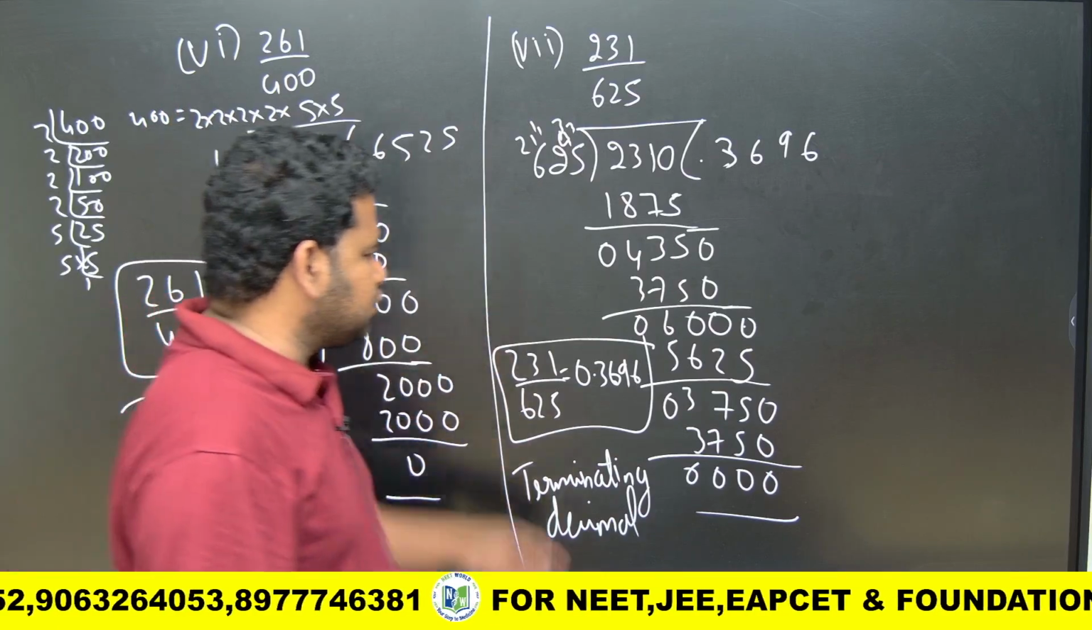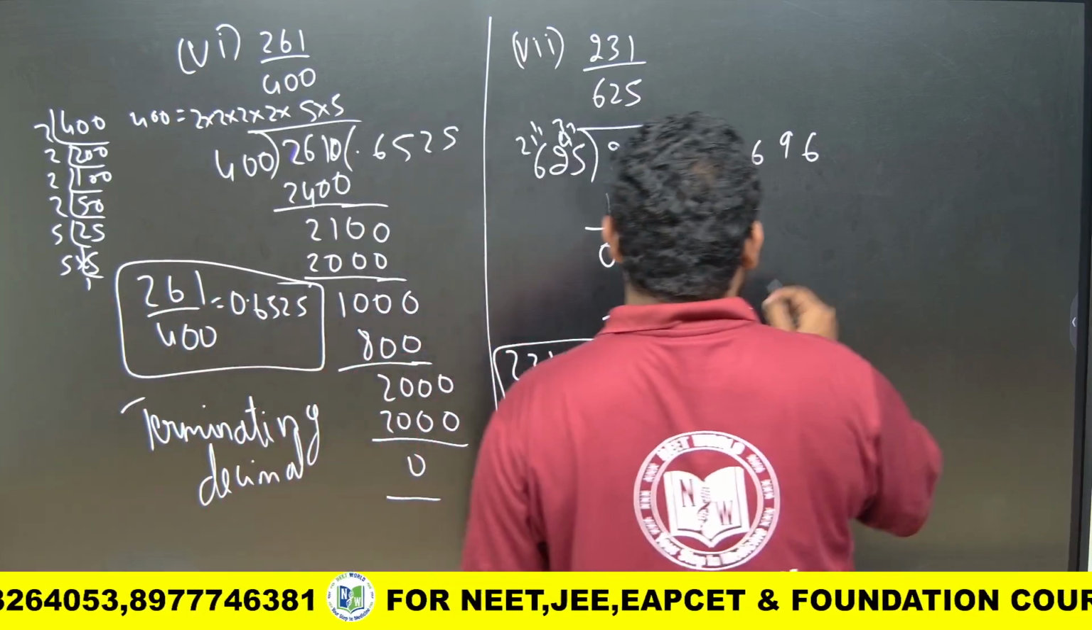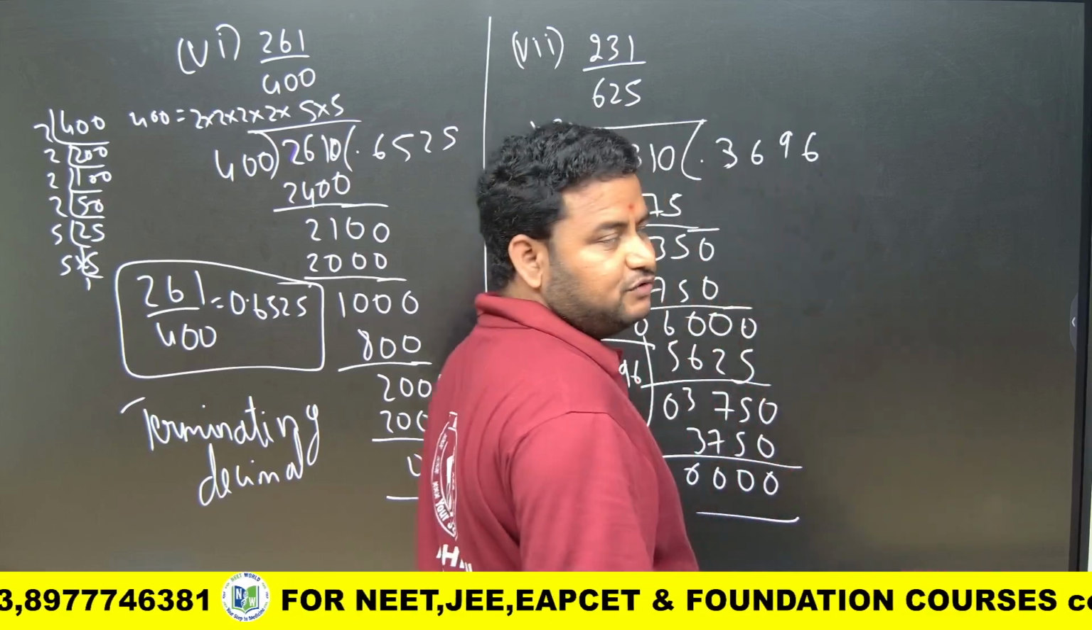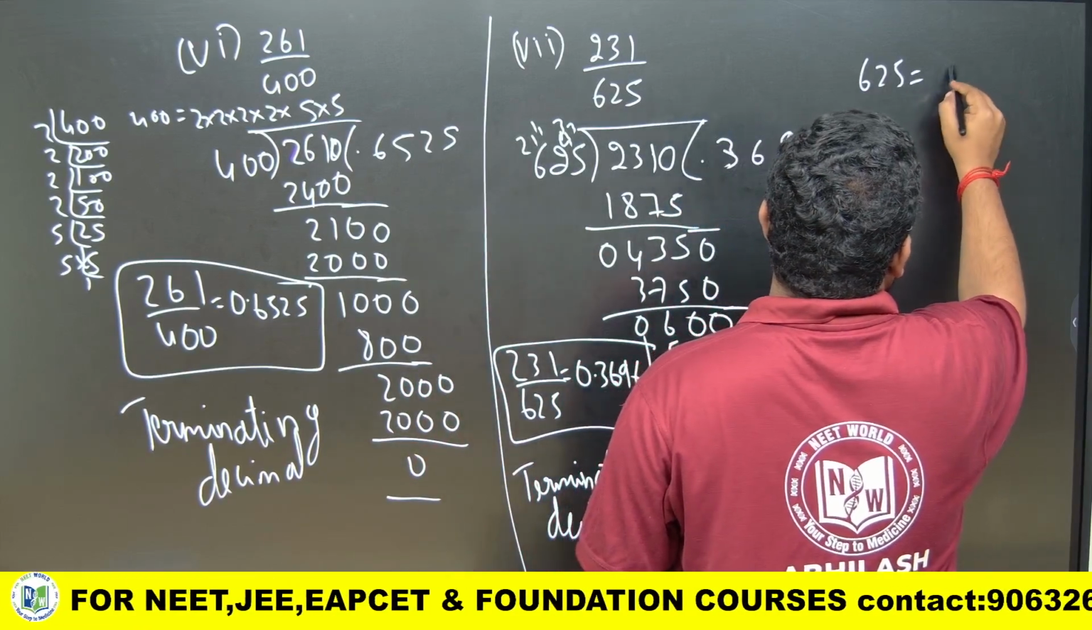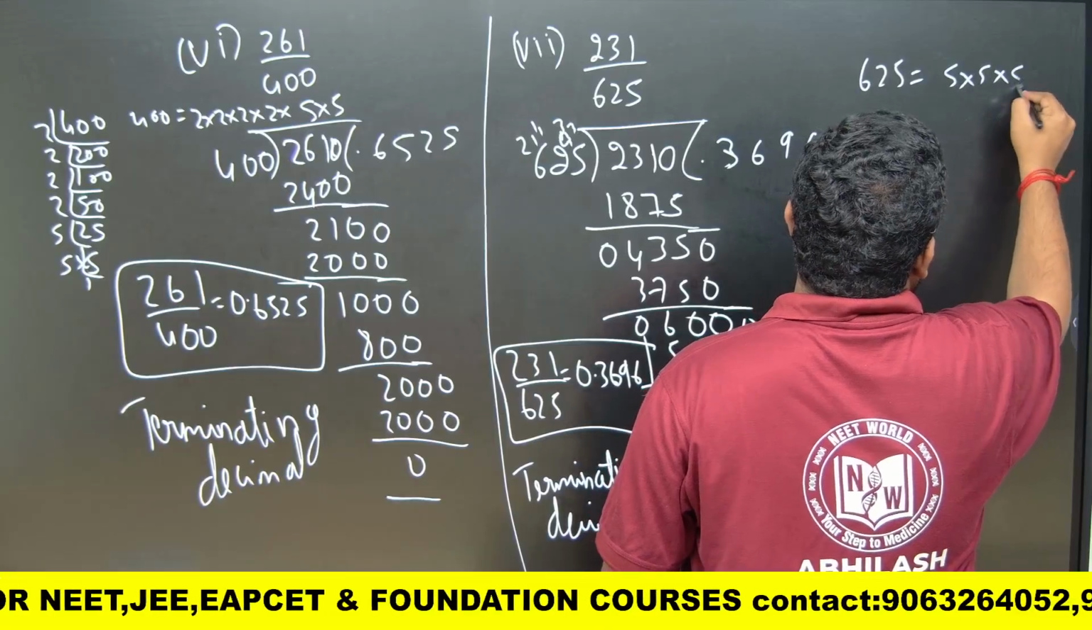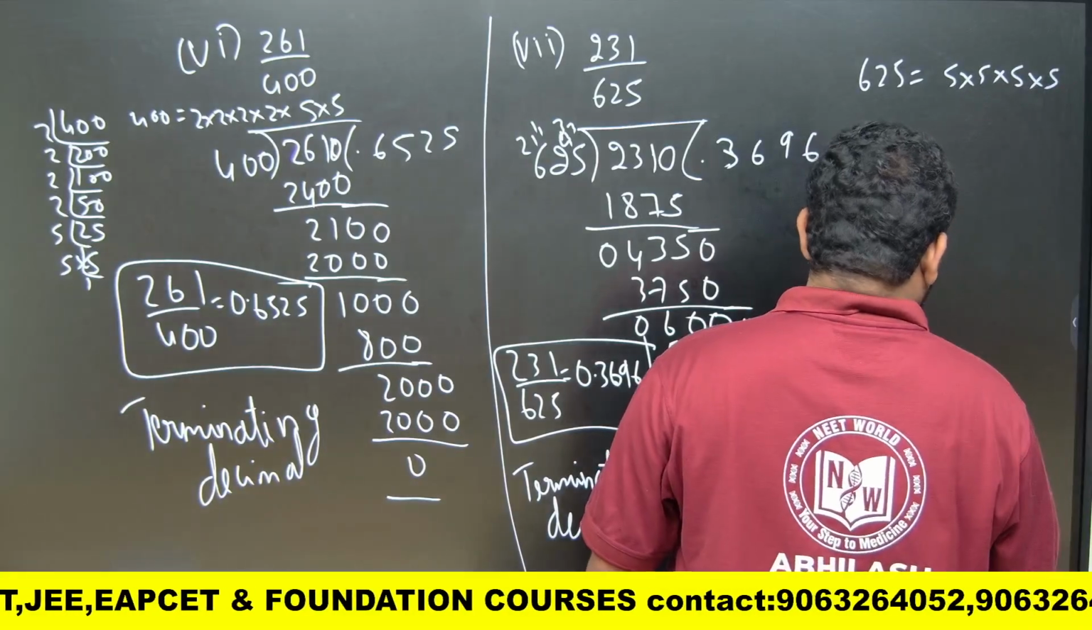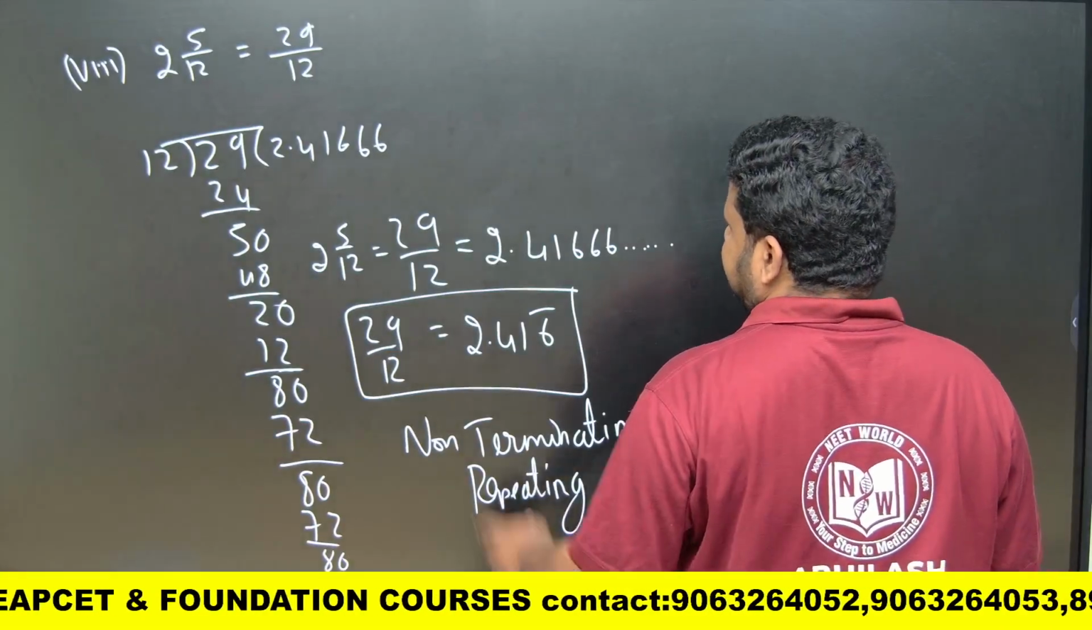What about the seventh question? In the seventh question we are getting a terminating decimal. 625 can be written as 25 into 25, which is nothing but 5 into 5, 5 into 5. Alright. Now what about this question? The eighth question: here we are not getting a terminating decimal.